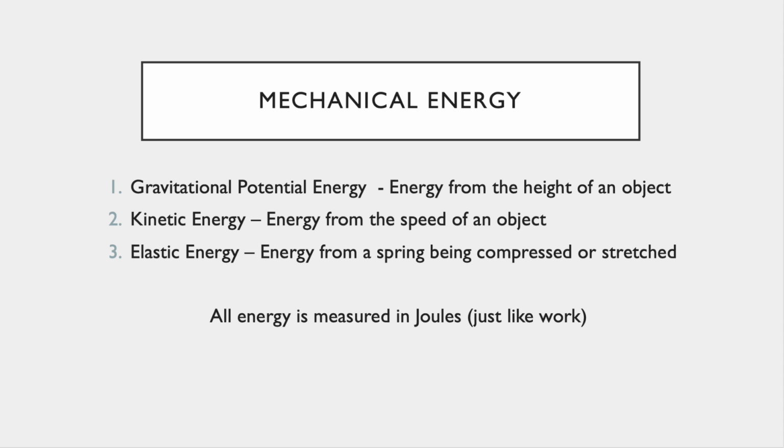The three types of mechanical energy that we'll be looking at here are gravitational potential energy, which is the energy that you get from the height of an object. Kinetic energy comes from the speed of the object, and elastic energy comes from how something is stretched or compressed. Here it says a spring. It can be a spring, it can be elastic, anything that has that type of characteristic in the material.